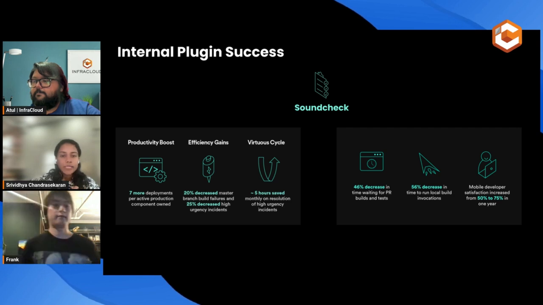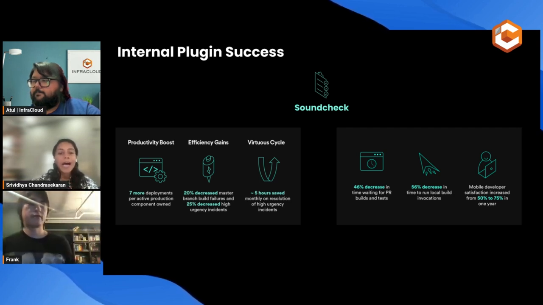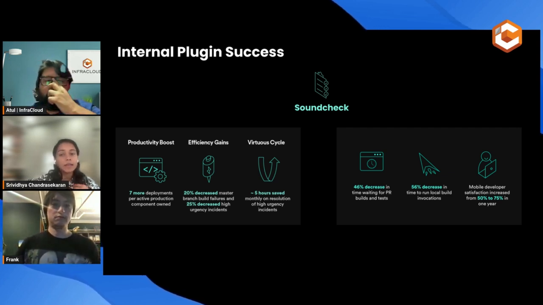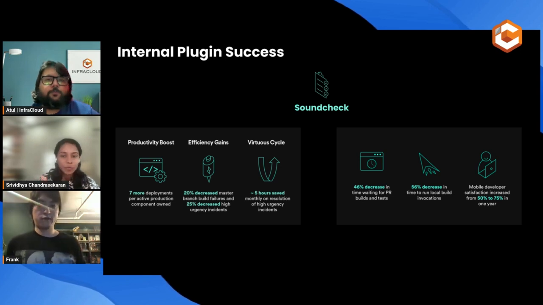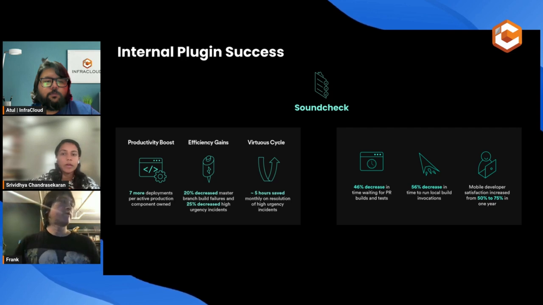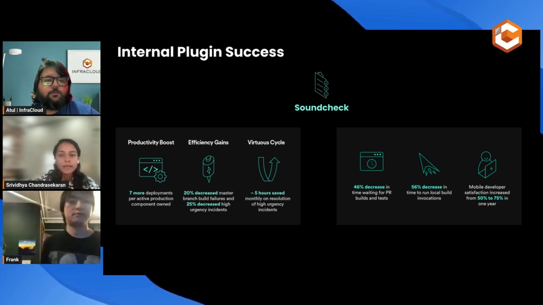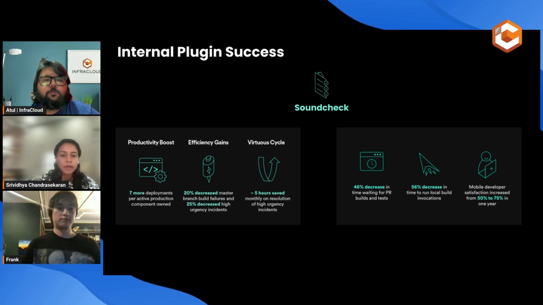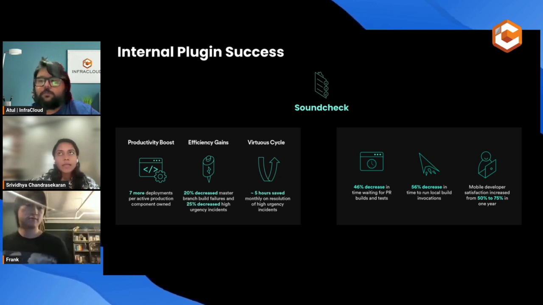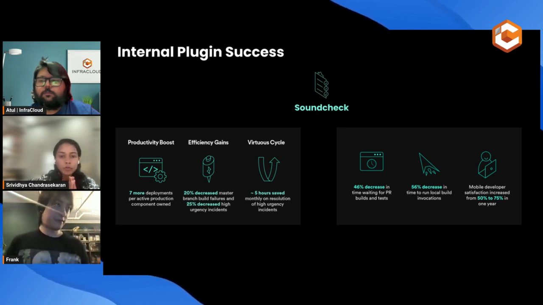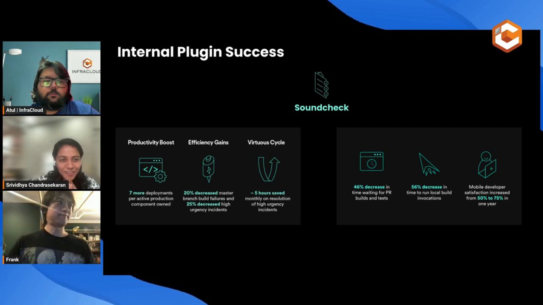And then the next one is virtuous cycle, right? Squads resolve high urgency incidents about 1.5 hours faster per 10 percentage points in their golden state track, which is one of the tracks that monitor long-term tech health within Spotify. And they save about 5 hours monthly with an average of 3 high urgency incidents per month. With that showing the impact of what Soundcheck can do, I'm going to transfer back to Frank for a demo of Soundcheck.